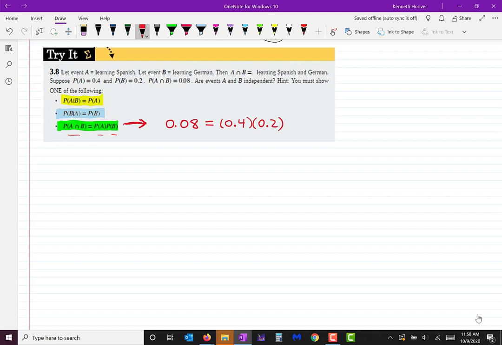Or actually, wait, no, I take that back. Sorry, the answer is yes. I had my decimal point in the wrong place in my head. Okay, so the answer is yes. So this is true, which means the two events are independent.